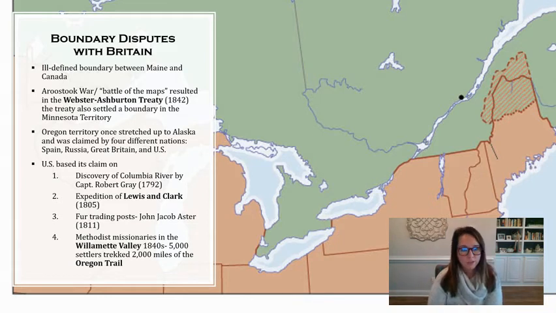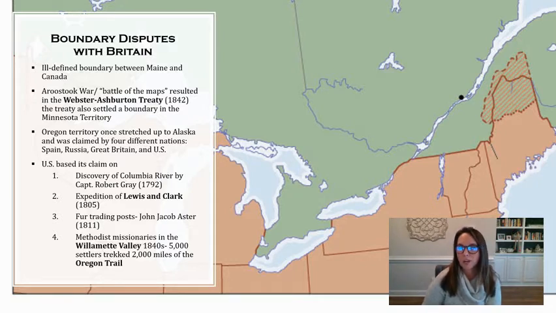Some other issues that are going on, and this is just going to be really quick, is Britain. Britain at this point in time was actually still seen as our largest rivalry. And there were never boundaries determined between Britain, which is Canada, and the United States and that northern tip of Maine. So you have the Battle of the Maps that's going to result in the Webster-Ashburton Treaty.